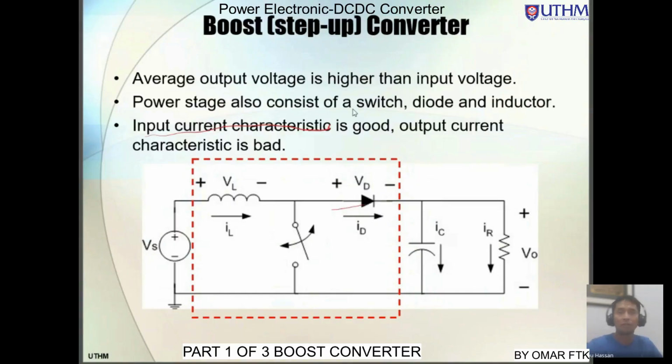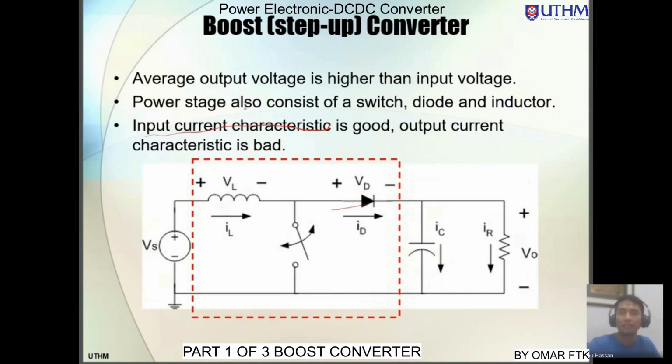Now we're going to look into the boost converter. Compared to the buck converter, the average output of the boost converter is higher than the input voltage. In the buck converter, the output is less than the input, so it is basically step down. For the boost converter, we step up from the input, so from the input we want to increase it to another value.